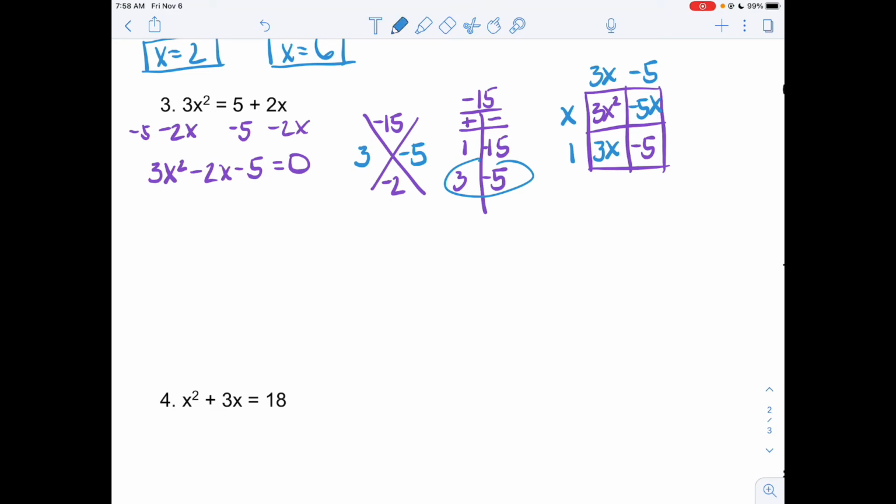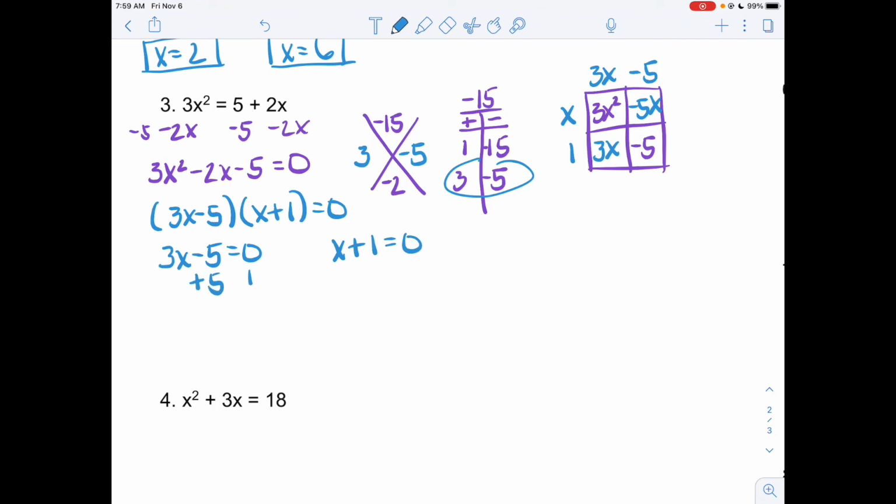Let's go ahead and rewrite our factored form over here. So I can write this as 3x minus 5 and x plus 1 is equal to 0. And our zero product property says that we can put each of these expressions equal to 0 and solve them. So 3x minus 5 is 0 and x plus 1 is equal to 0.